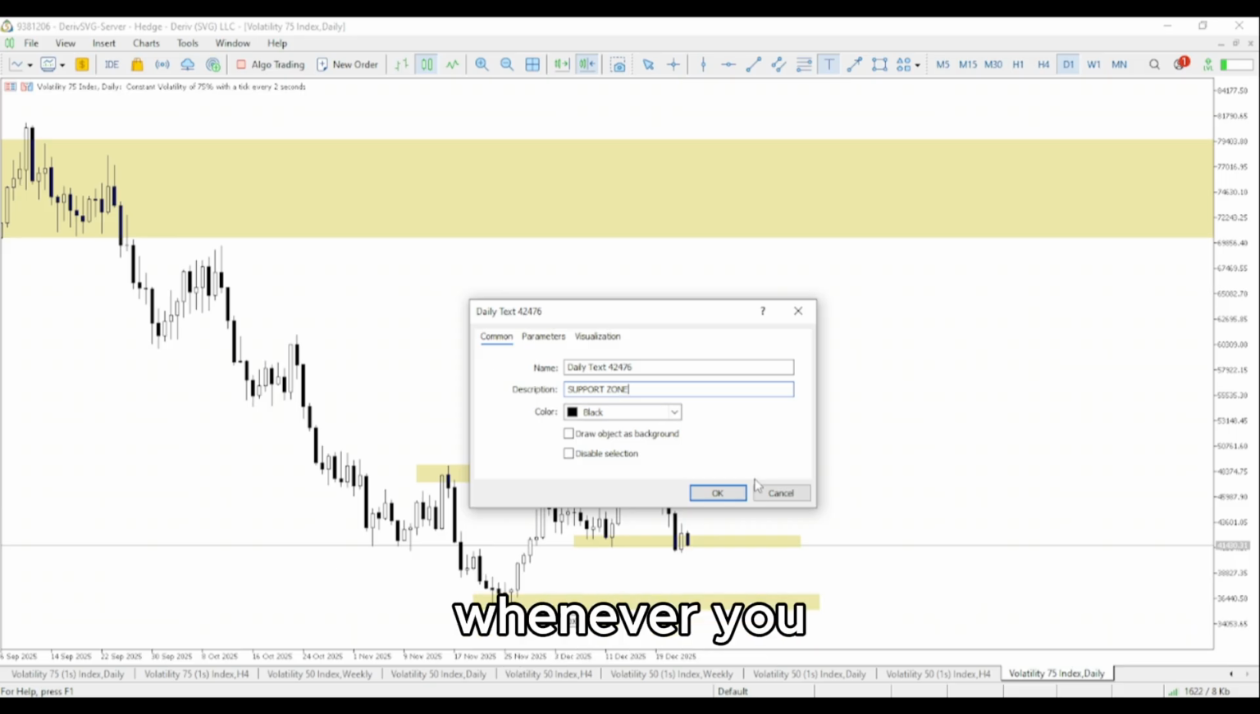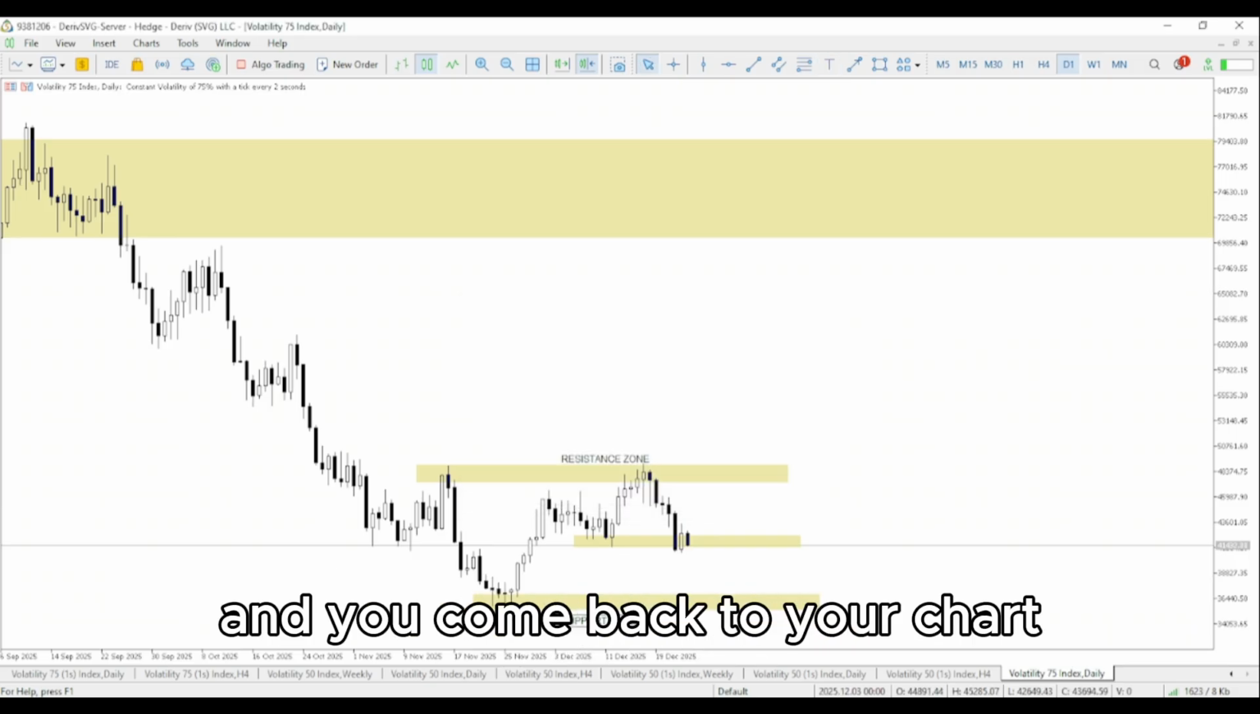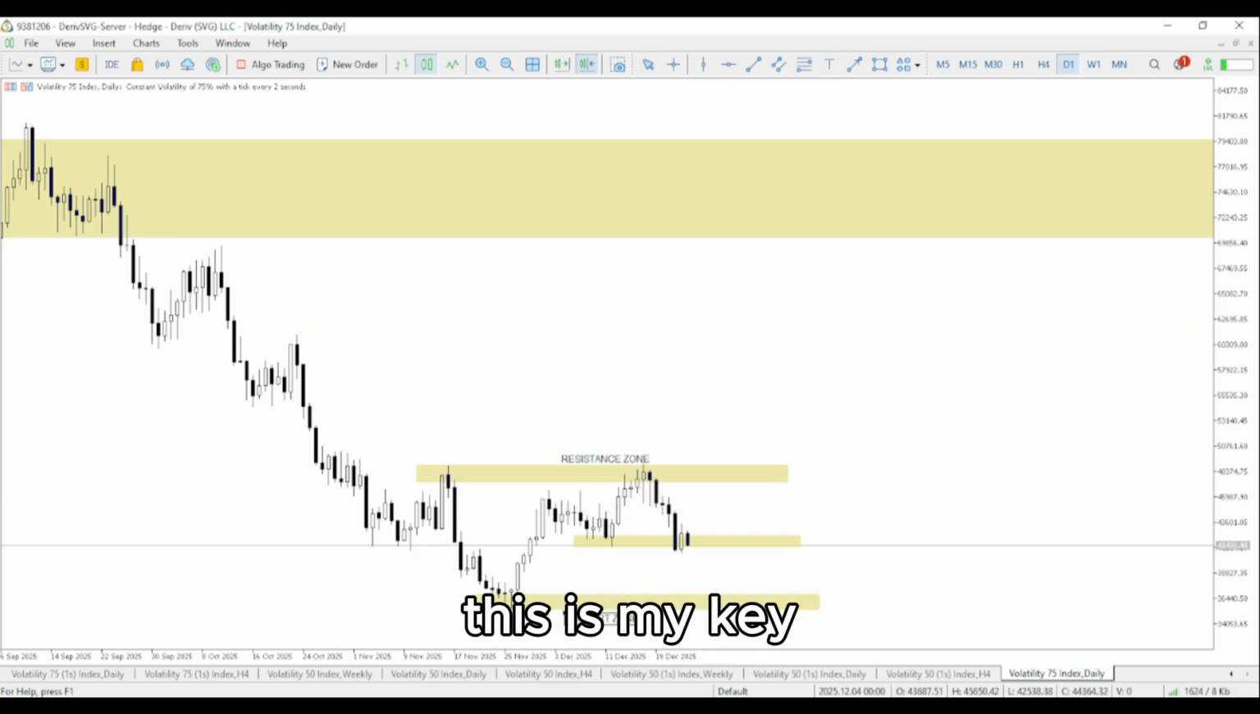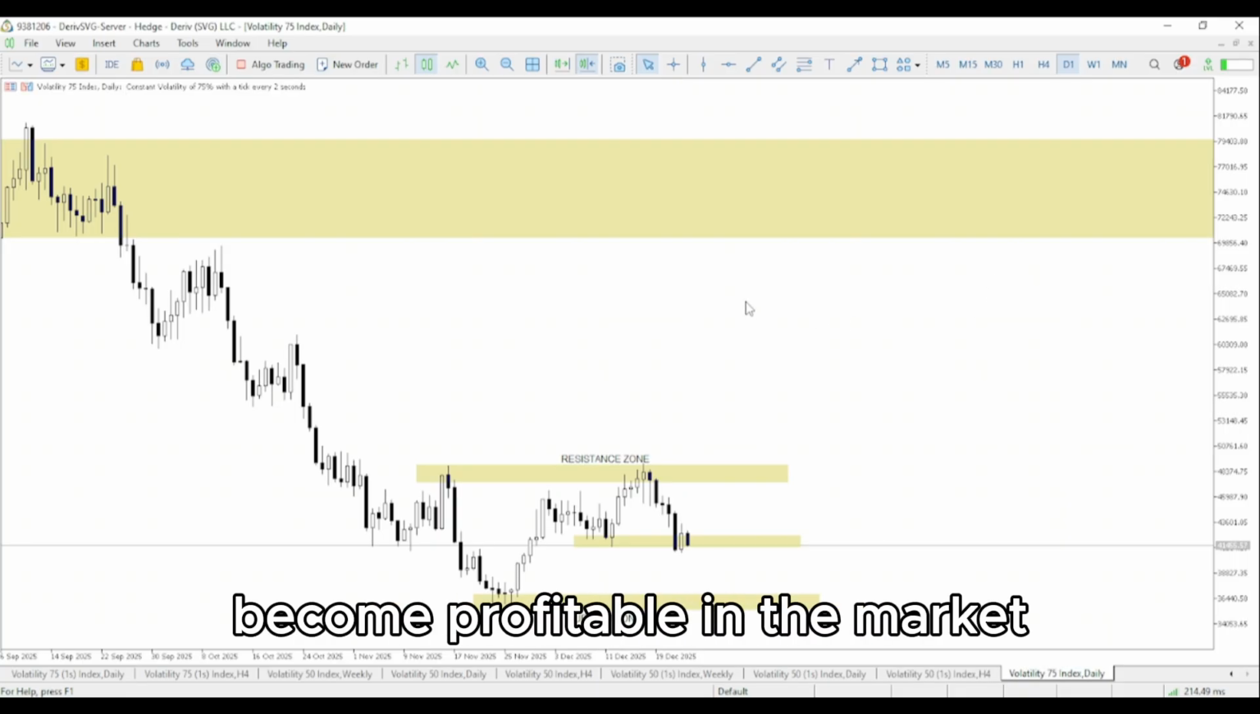You understand? Whenever you close your chart and come back to it, you easily know that, okay, this is my key level, this is my major key level. This is our major resistance level, and this is our major support level. You understand? So the ability for you to know these levels enhances your potential to get good trades, get sniper trades, and become profitable in the market.